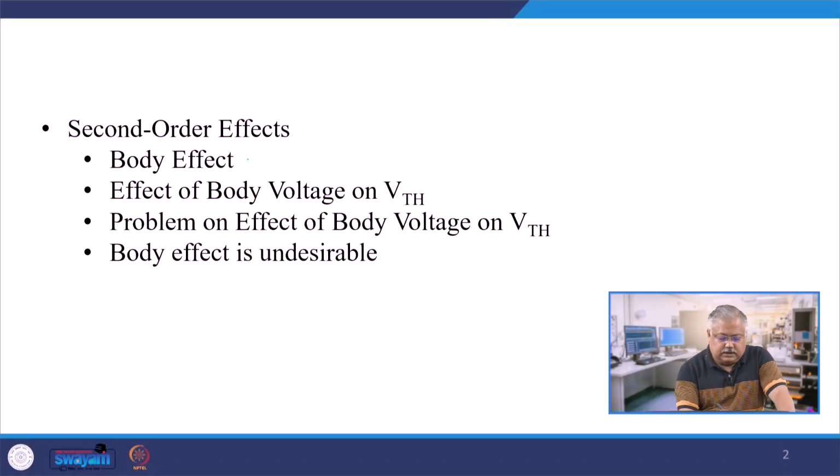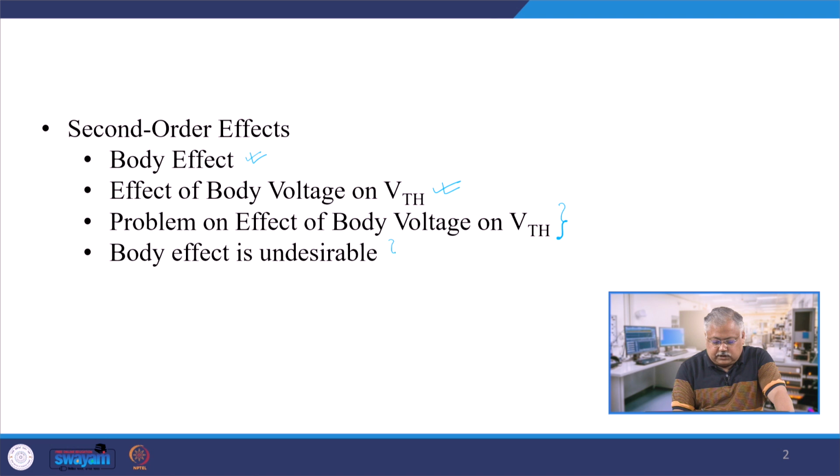This is lecture 13 and we will be concentrating on the second order effects in bulk MOSFETs when you reduce the channel dimensions. So, what second order effects will we learn? Basically the body effect, right? We will learn the concept of body effect, how the body voltage affects the threshold voltage, and the problem with respect to threshold voltage.